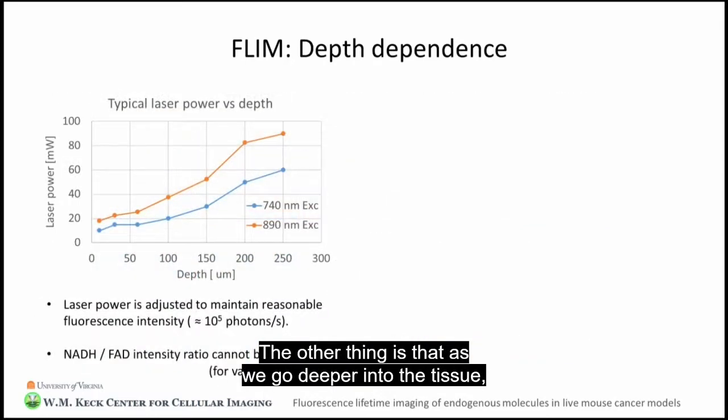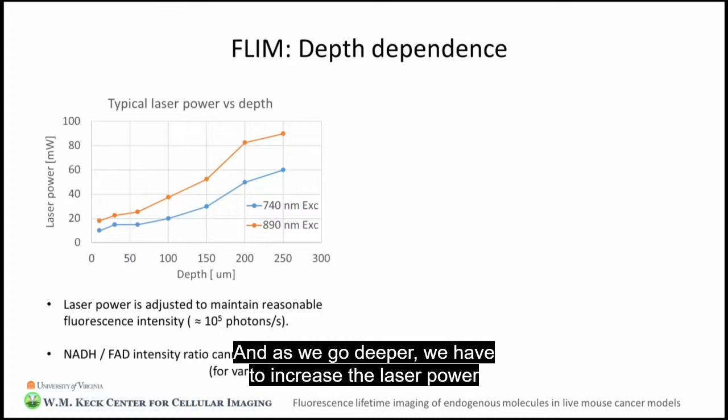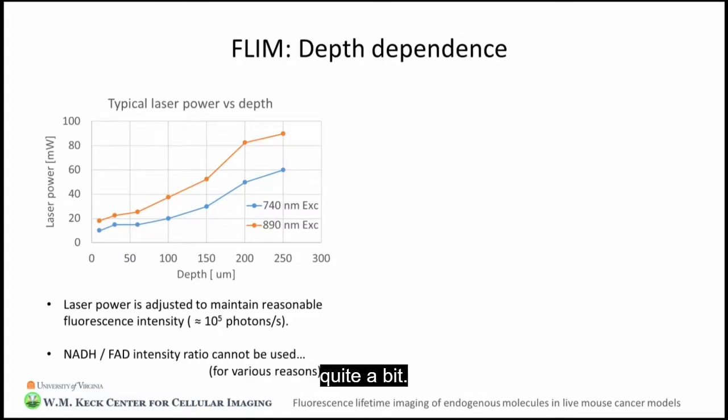The other thing is that as we go deeper into the tissue, we increase laser power to get more or less the same photon counts, the same intensity of fluorescence at our detectors. So generally we start at something like 10 or 20 milliwatts, and as we go deeper, we have to increase the laser power quite a bit.